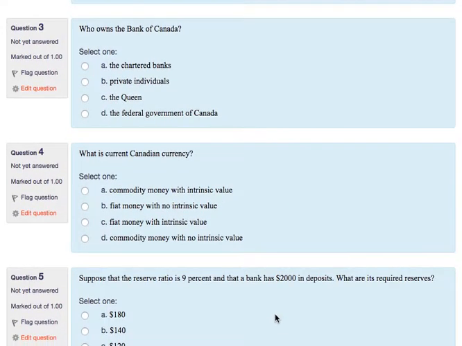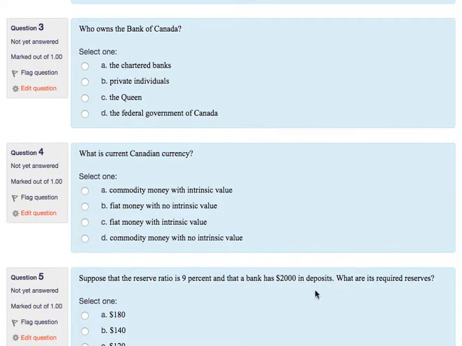Who owns the Bank of Canada? This is a very simple question, but I want it to be clear. Commercial banks are owned by various individuals, and you could own stock in a commercial bank and so on. Who owns central banks like the Bank of Canada, the Federal Reserve, and the European Central Bank? Well, those things are not owned by individuals.